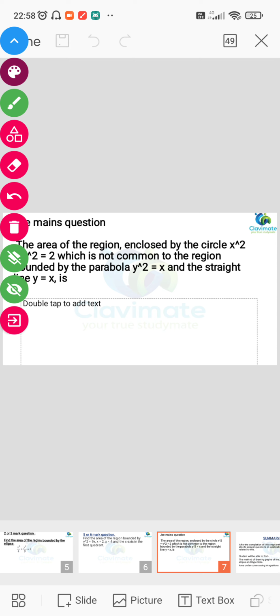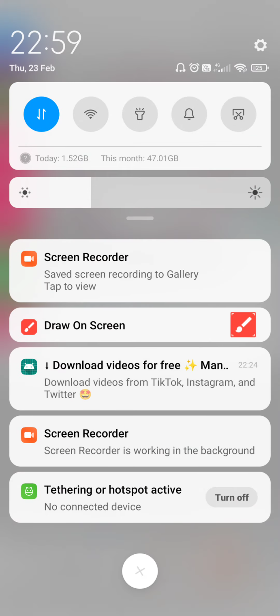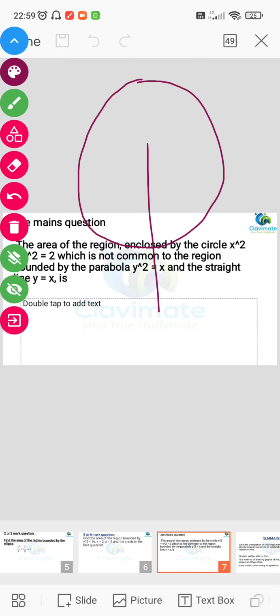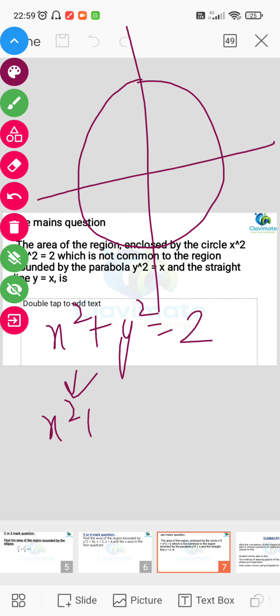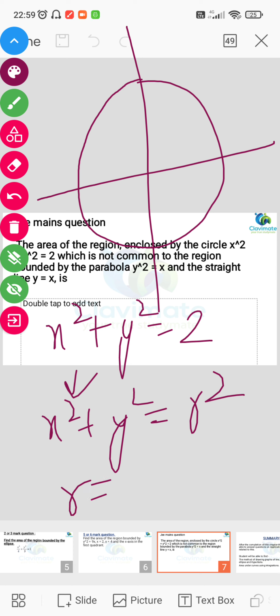So let us draw a circle first. Okay, so this is our circle. The circle is x square plus y square is equal to 2. Let's compare this with the standard equation of circle. What is the standard equation of circle? It is x square plus y square is equal to r square. So can I write it as root 2 square? So what is our r? R is plus minus root 2.